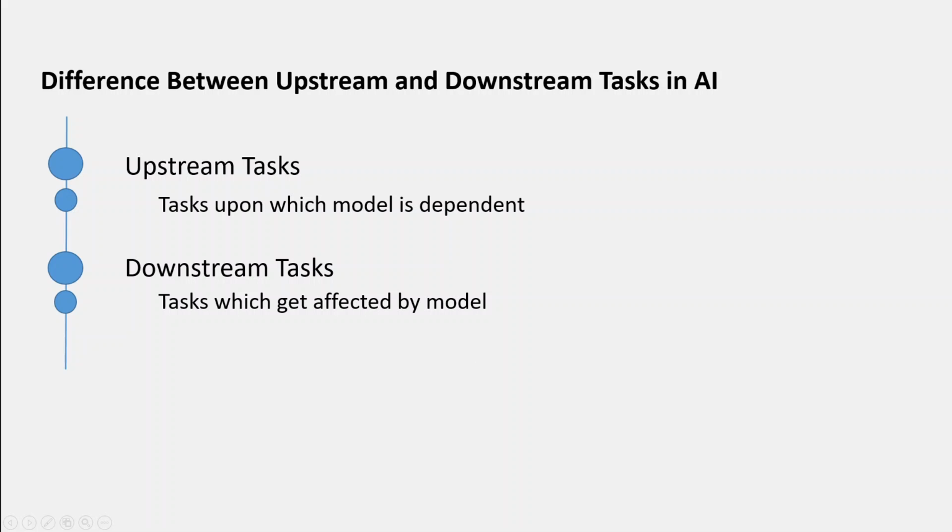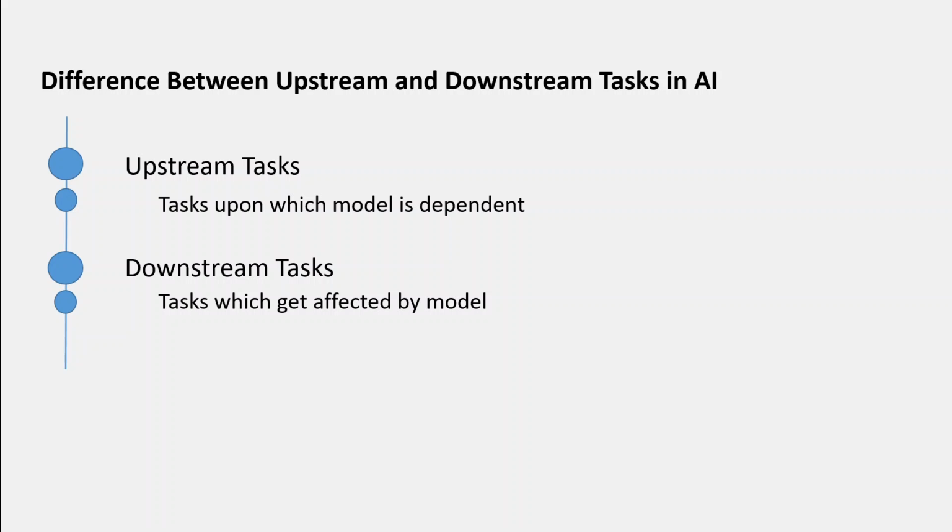So just to recap, both of these terms, upstream tasks and downstream tasks in perspective of AI, are used when we are talking about foundation models. Upstream tasks are those upon which your model is dependent, and when the model is dependent, it is when your algorithm needs training data and your algorithm creates a model on the basis of that training data. So that is upstream task.